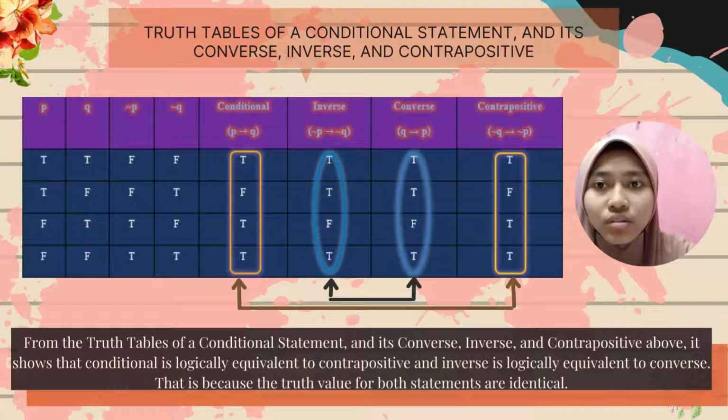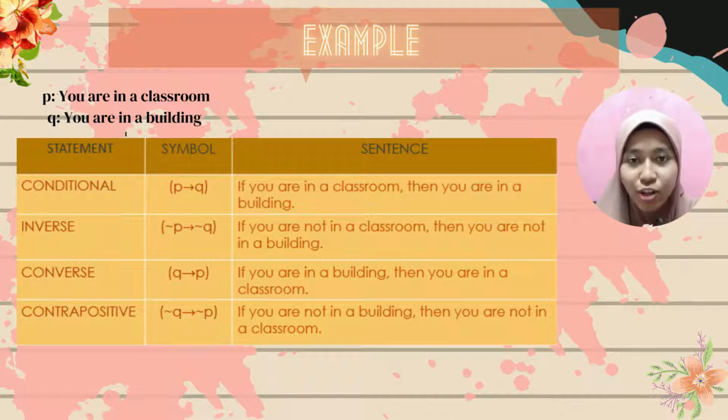From the truth tables of a conditional statement and its converse, inverse, and contrapositive above, it shows that the conditional is logically equivalent to the contrapositive and the inverse is logically equivalent to the converse. That is because the true values for both statements are identical. Moving to an example question on logical equivalence, given 2 statements, P: you are in a classroom, and Q: you are in a building.